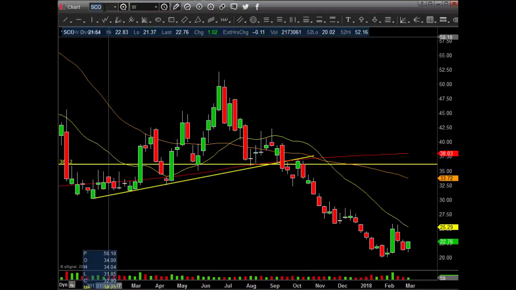Still in pretty good shape, 22.76. If it gets back below 20 or so, then you've got to think about the position. So it's a pretty tight stop as well.